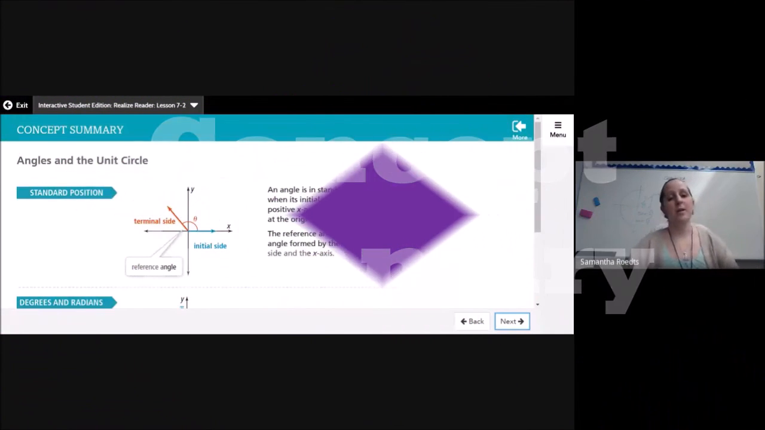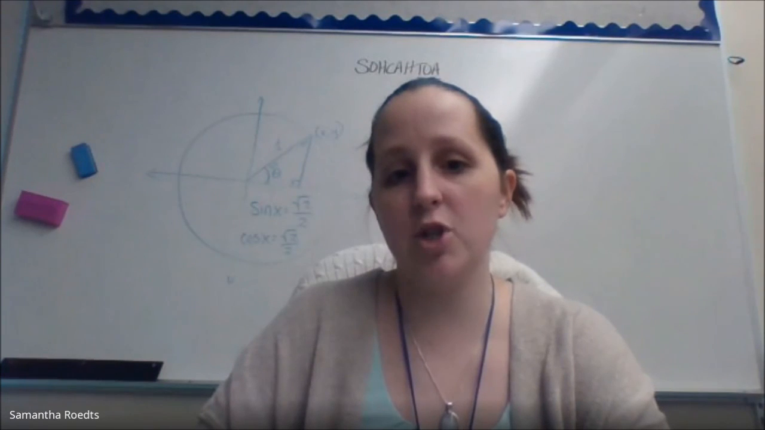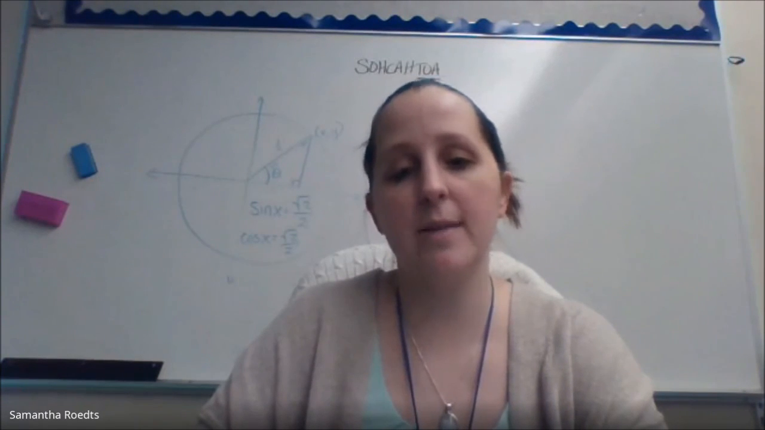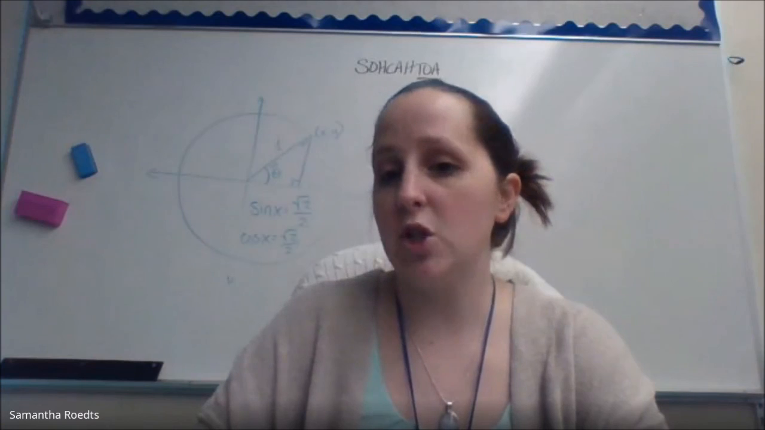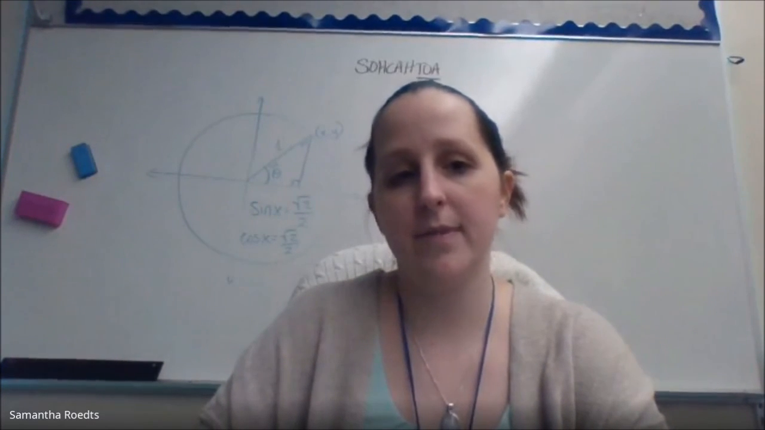All right, concept summary. Angles in the unit circle. An angle is in standard position when its initial side is the positive x-axis and its vertex is at the origin. Here's my initial side, here's my terminal side. The reference angle is the acute angle formed by the terminal side and the x-axis.